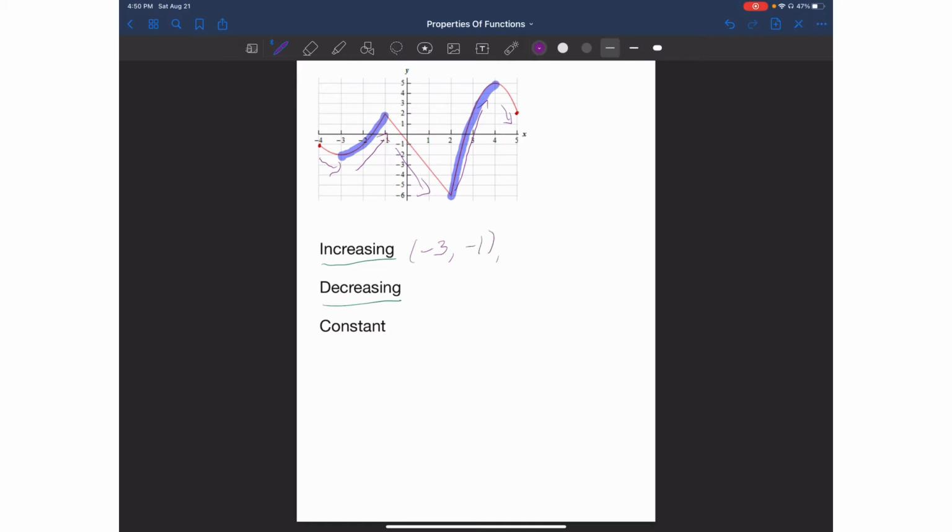I'm going to put a comma because I have another piece that is also increasing. It starts increasing at x equals 2, and then it stops increasing at x equals 4.